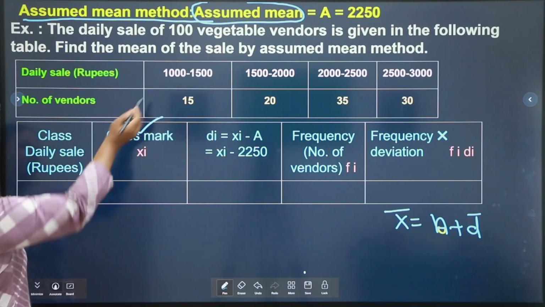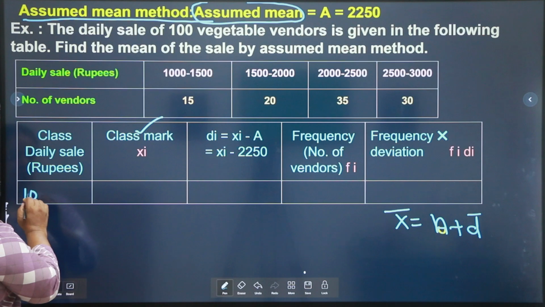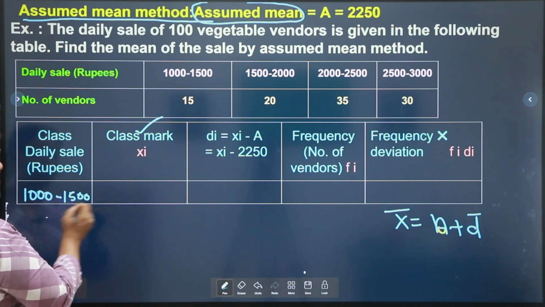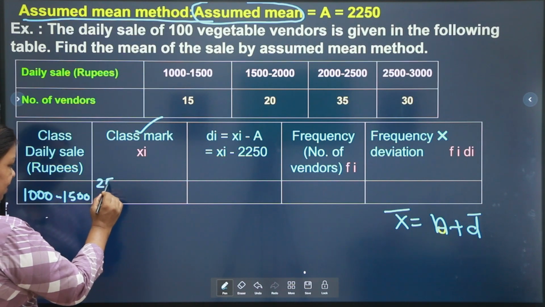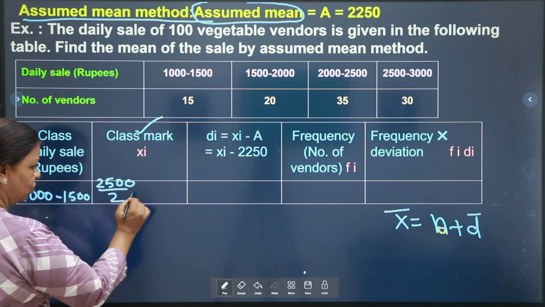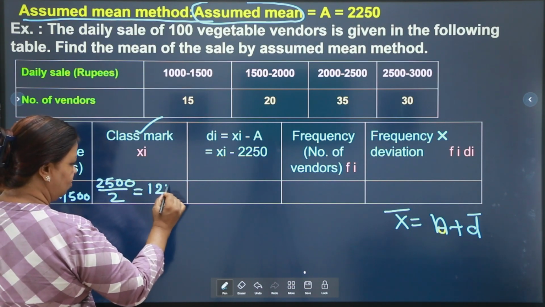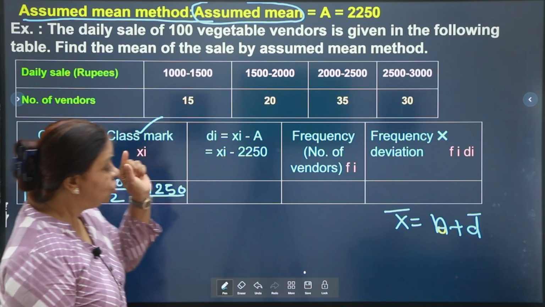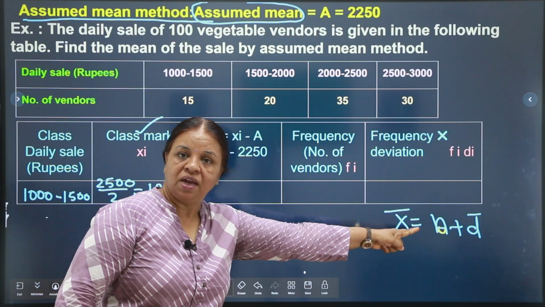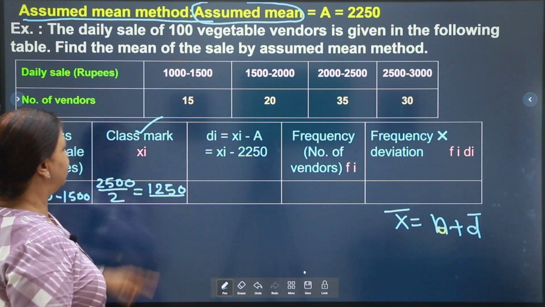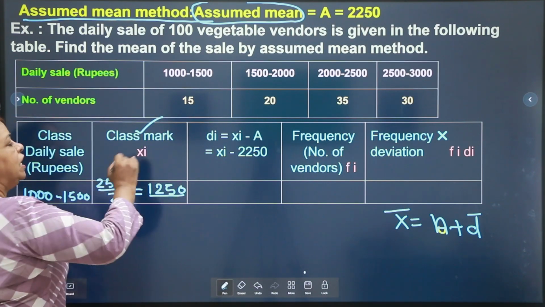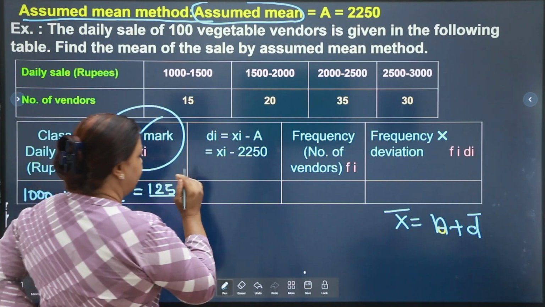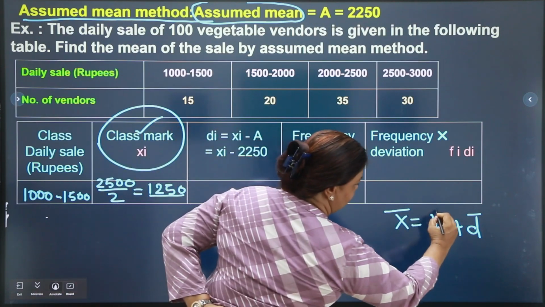Here we will be writing the class. Suppose one class I am writing here is 1000 to 1500. What will be the mean of it? 2500 divided by 2, which is 1250. This will be the xi value. So if you want to assume the mean, you have to assume it from the xi column. So we need to make the xi column.